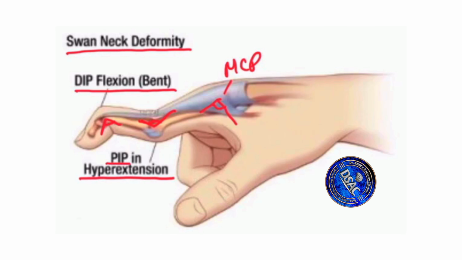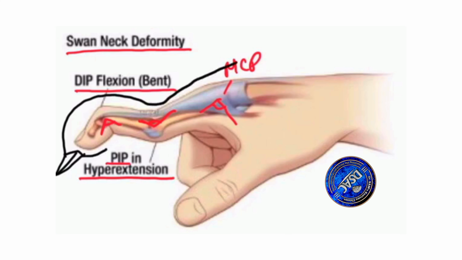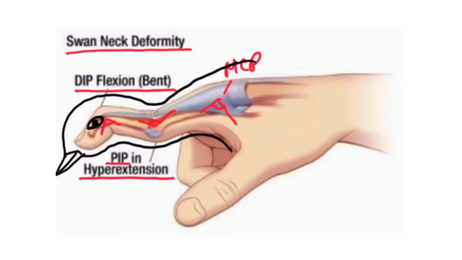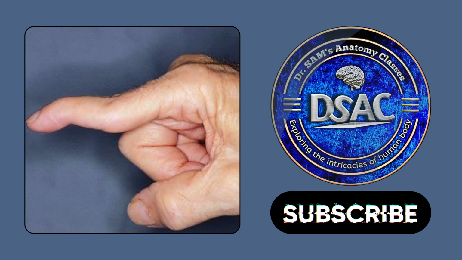Why is it being called swan neck? Any guesses? Think about this thing. This is how a swan is. The neck of the swan has an anterior convexity in the middle of the neck. Just remember this. And this is how the swan neck deformity appears in a subject. This is swan neck deformity.